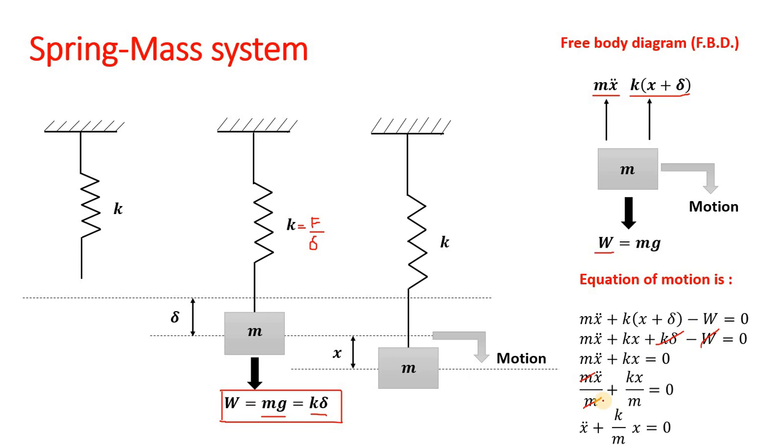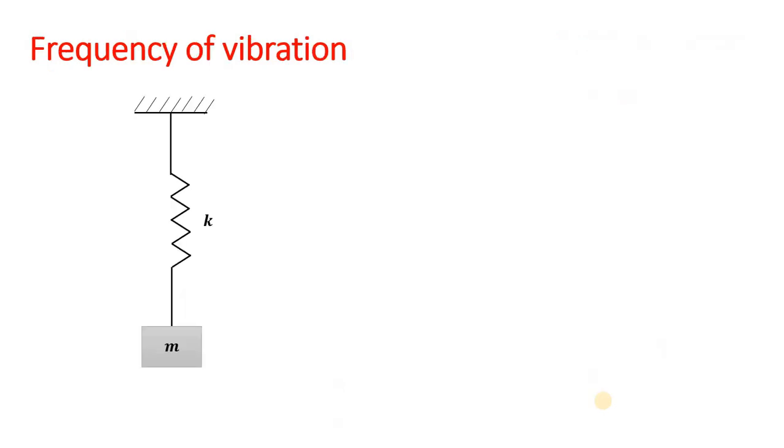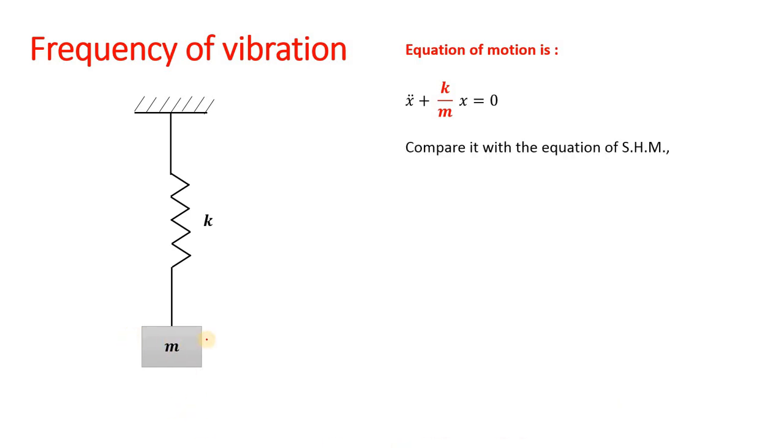So x double dot plus k upon m into x is equal to 0, where x is the displacement, x double dot is the acceleration of the mass, and k is the stiffness of this particular spring which we have used over here. Now using this equation of motion which we have derived, we can easily find out the frequency of vibration of this displaced mass position. So comparing it with the equation of simple harmonic motion, in physics we have seen that x double dot plus omega square x is equal to 0, that is the equation of simple harmonic motion.